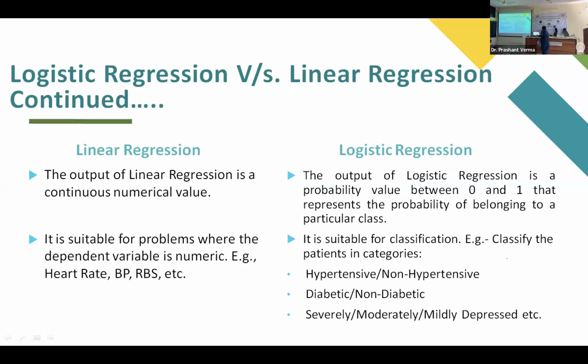This is the same thing as written here. In the linear regression, the dependent variable will be continuous, and in logistic it can be a binary class or multi-class problem. There are some examples written here if you want to predict numeric values, like heart rate, blood pressure, or random blood sugar. These are continuous values. Heart rate will be some numeric values, and BP will have numeric values like that. So these are examples of the linear regression.